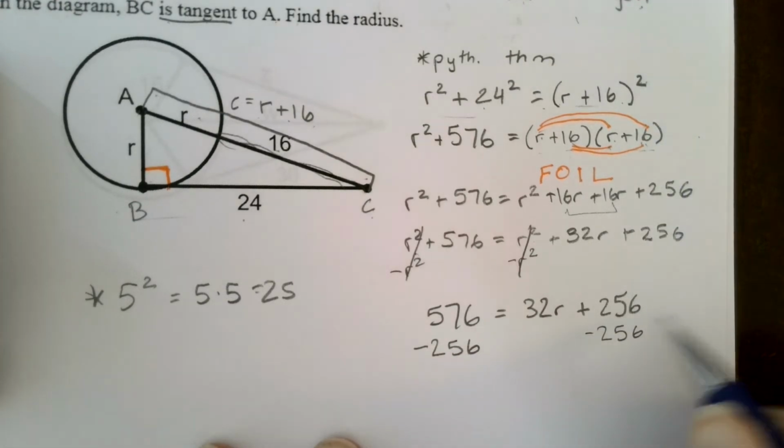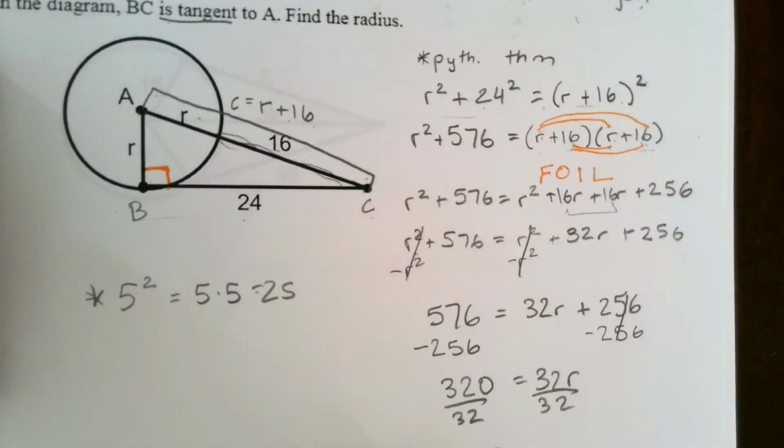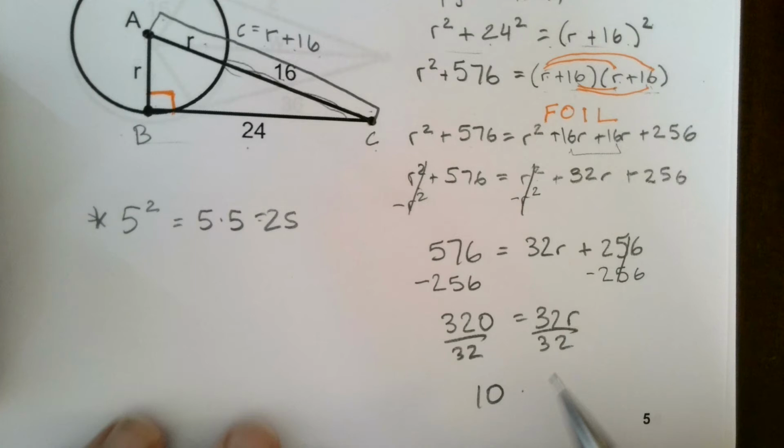I get 320 equals 32r. Divide by 32. 10. Ooh, sorry guys, I didn't notice that you couldn't see that. 10 equals my radius.